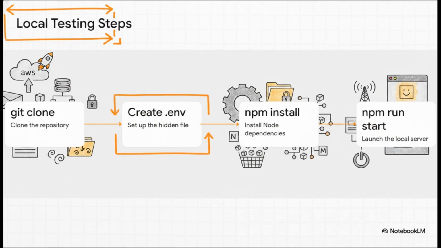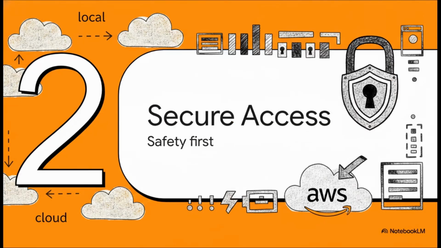So to test this locally, we just follow these 4 simple steps. We clone the repository, we create our hidden .env file and paste in our secret keys, and then we run npm install. Since this is a Node.js app, Node Package Manager, or NPM, acts a lot like Python's pip, if you're familiar with that. It essentially just goes out and fetches all the external dependencies your code needs to function. Finally, npm run start launches the application, spinning it up right in your browser at localhost port 3000. Let's move to section 2 and see how this builds into creating secure AWS access.